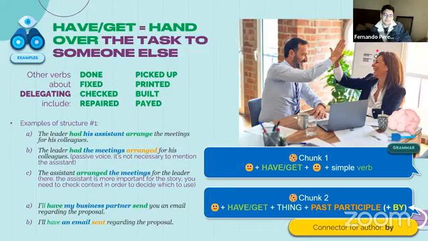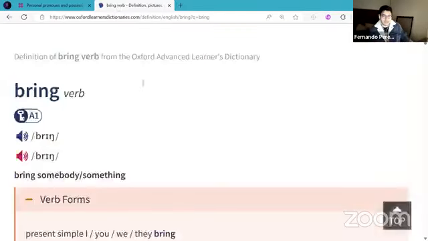Look at these examples. The leader had his assistant means the verb have is speaking about a delegating action from one person to another. That's the reason we need the assistant. We are not talking about have possession. In this case, it's a different have. Let's take a look at the dictionary.